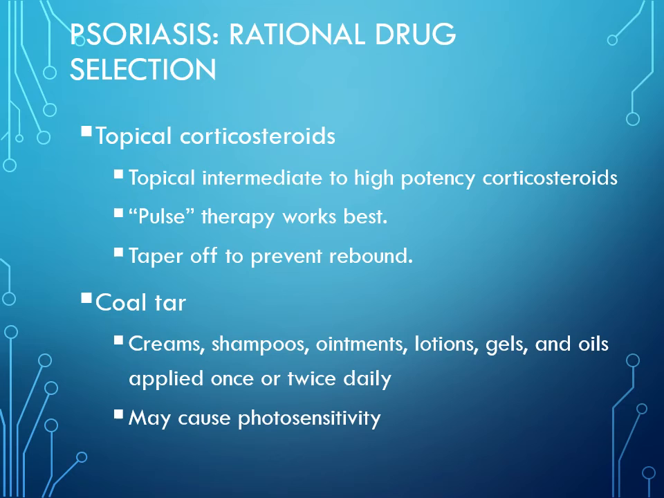Psoriasis can also be treated with topical corticosteroids. So as you can see, sometimes you don't really even need to know what the patient has. You can use steroids for a variety of these conditions, but of course not if it's an infectious problem. Topical, intermediate, or high potency corticosteroids are generally used for psoriasis. And generally, we use a pulse therapy approach.